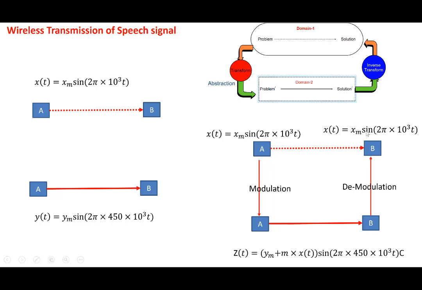So we see the concept of modulation, the concept of demodulation, and a general problem solving methodology. This enables us to wirelessly transmit a low frequency speech signal over long distances by employing a high frequency signal, which is a carrier wave. It carries the low frequency speech signal on top of it. In this amplitude, the low frequency signal is embedded.